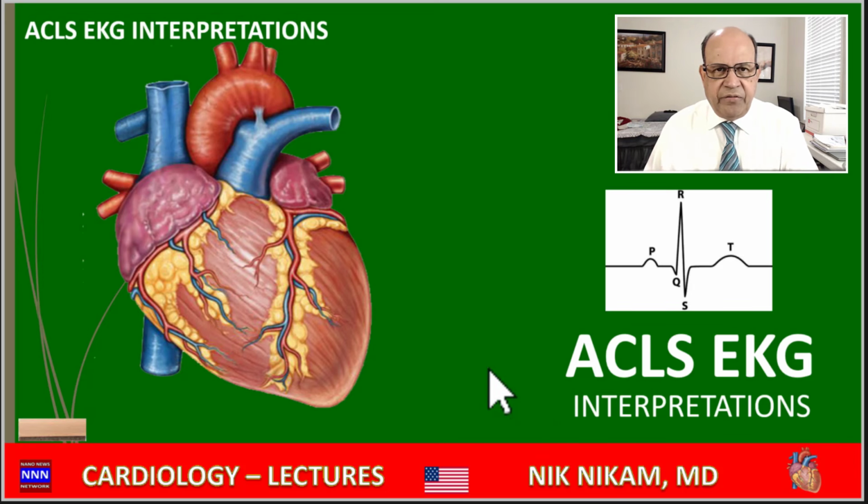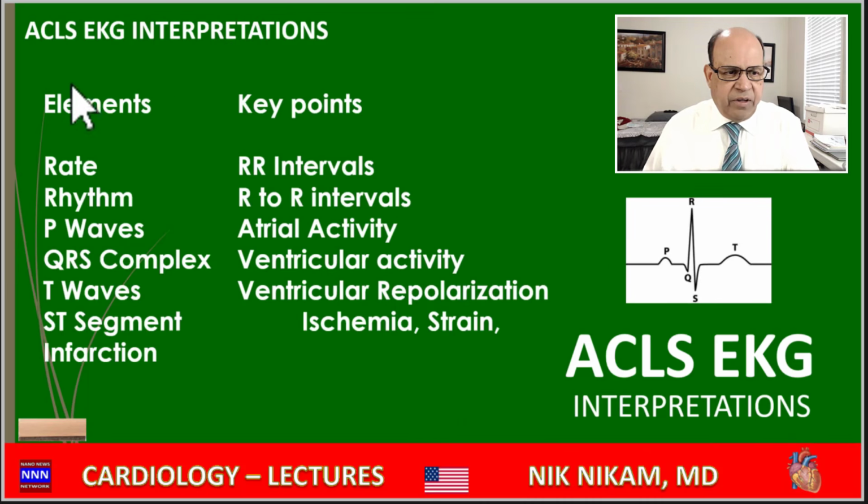In this presentation, we are going to look at ACLS EKG interpretations and management. So let us begin. Here are some of the fundamental things that we need to look for when we are analyzing an electrocardiogram or a rhythm strip. First, we need to determine the rate, the rhythm, the P waves, QRS complexes, T waves, ST segment deviations, and any presence of myocardial infarction.